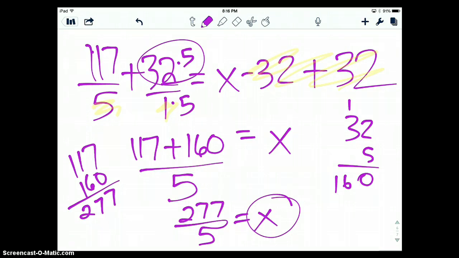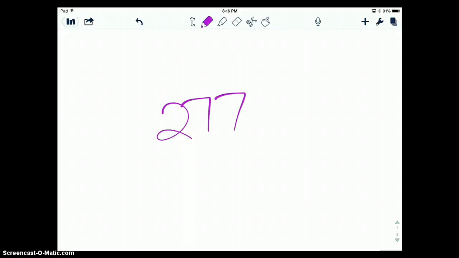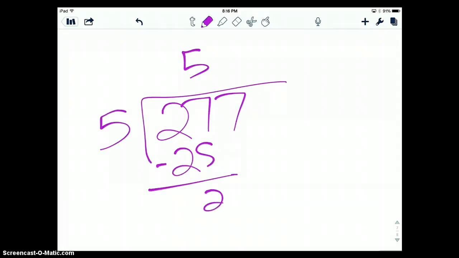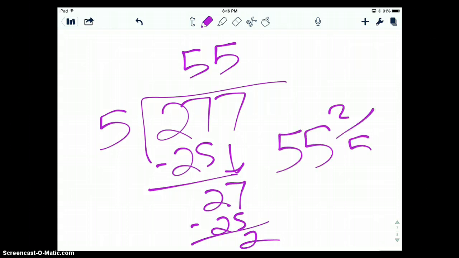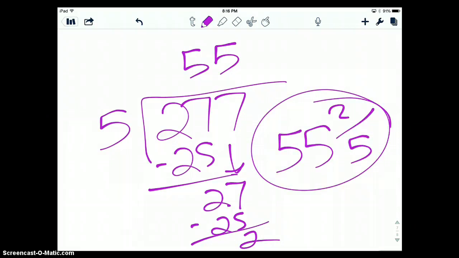Now at this point, I would convert it because I don't have anything left to do. So I'm going to take 277 divided by 5. Go ahead and try this division. And I'm going to go ahead and stop at that point. My dogs even get mad because this problem is lasting forever. So I'm at my time limit. So I have my mixed number of 55 and 2 fifths. There we have it.